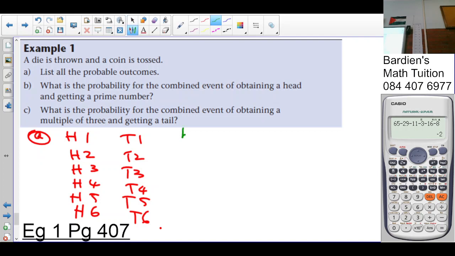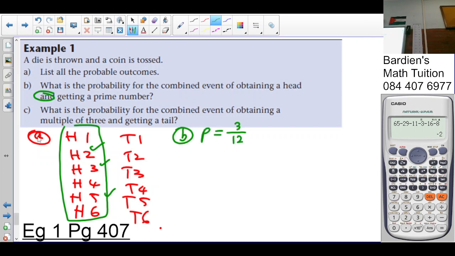Let's look at B. B says, what's the probability for a combined event of obtaining a heads and getting a prime number? A heads and a prime number. It says and, so the two events must happen at the same time. It's an intersection, not so? So heads and a prime number, which of these 6 can be considered? Heads 2, yes? 3, 5. So the probability will simply be 3 out of 12, which is 1 over 4. You will agree with that?